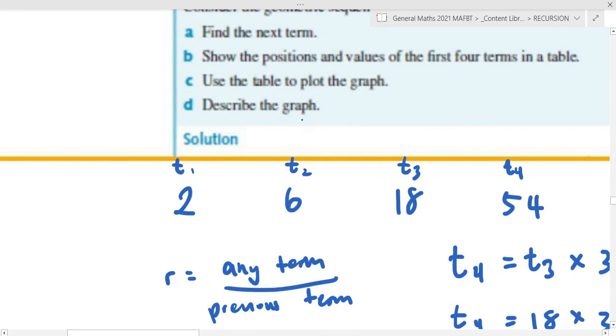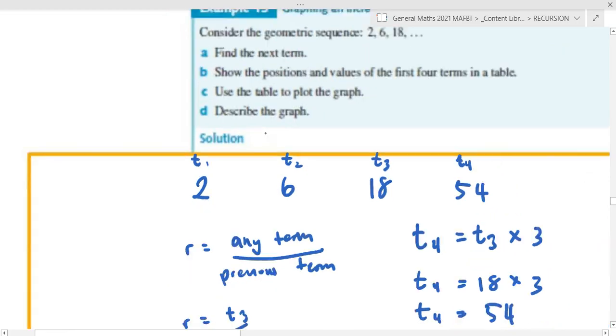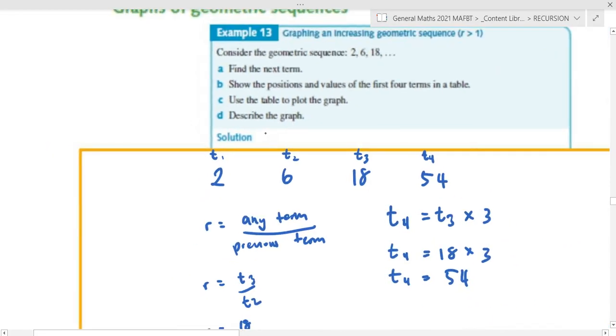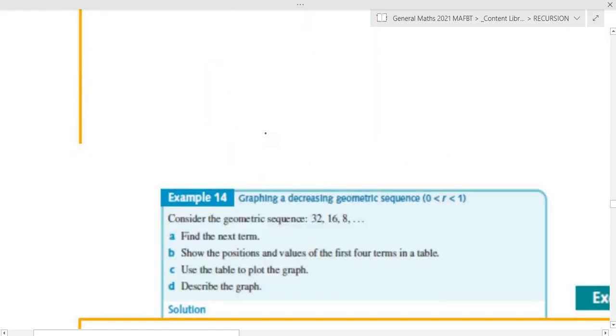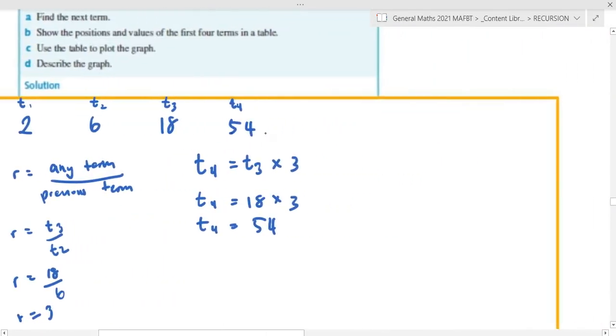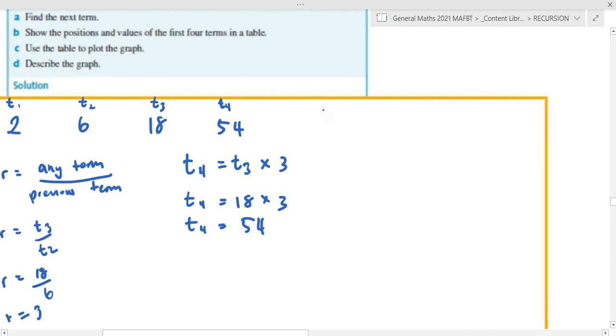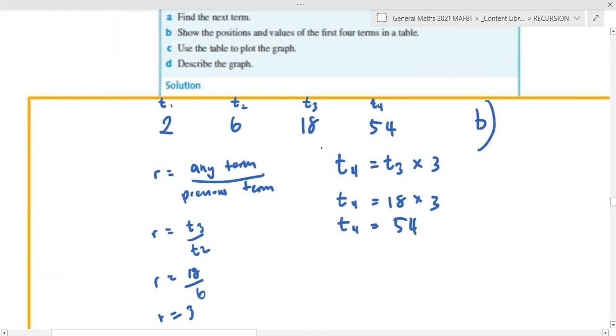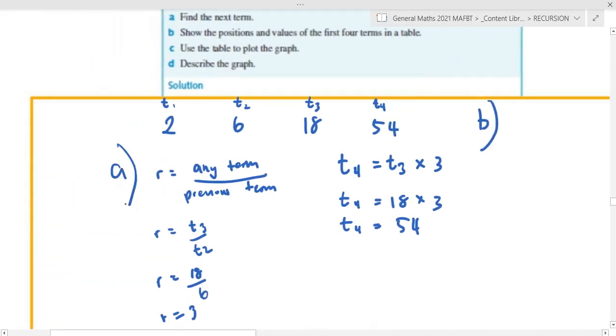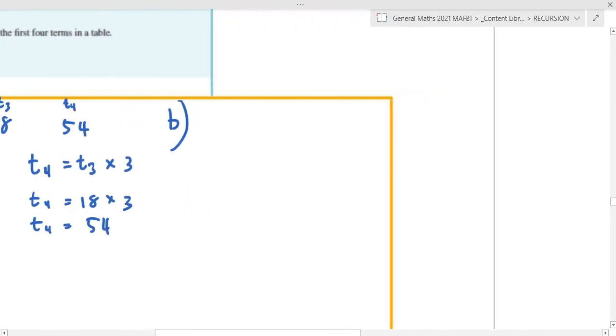Part A, cool. Part B: show the positions and values of the first four terms in a table. So let's put that in a table of values. This is part A, so show full working out, please. For part B, though, you've already got the first four numbers, so you don't need to show any working out for it.